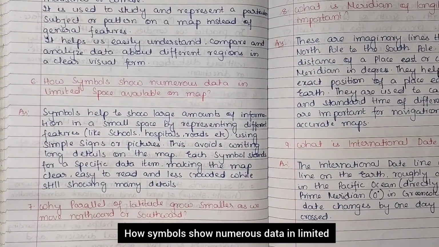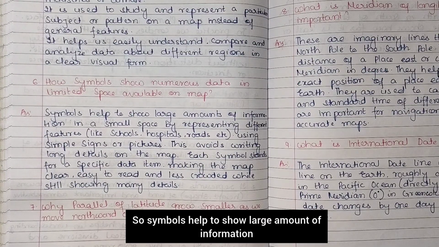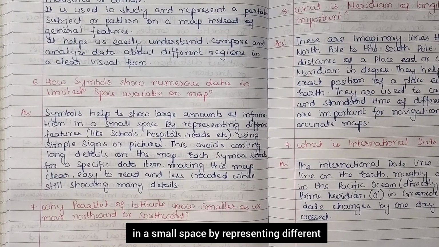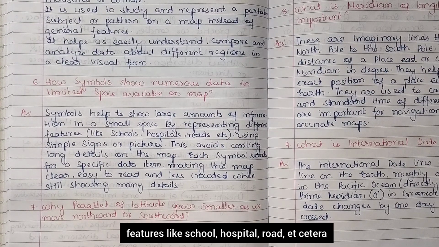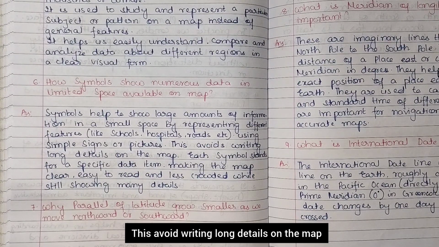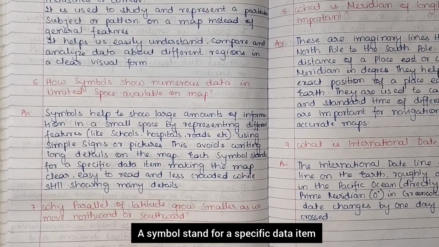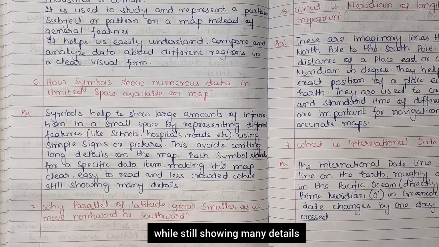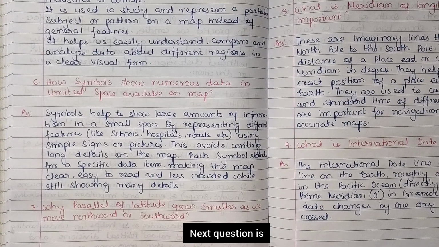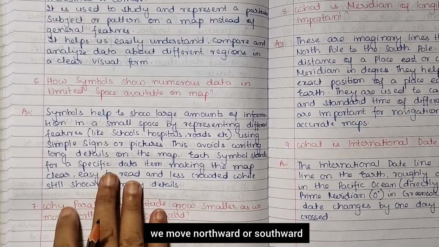How do symbols show numerous data in the limited space available on a map? So symbols help to show a large amount of information in a small space by representing different features like school, hospital, road, etc. using a simple sign or picture. This avoids writing long details on the map. Each symbol stands for a specific data item, making the map clear, easy to read and less crowded while still showing many details.